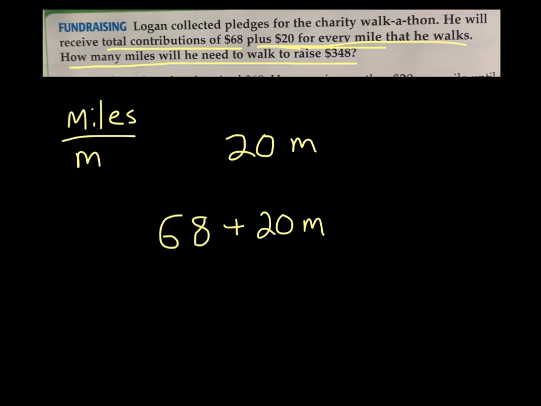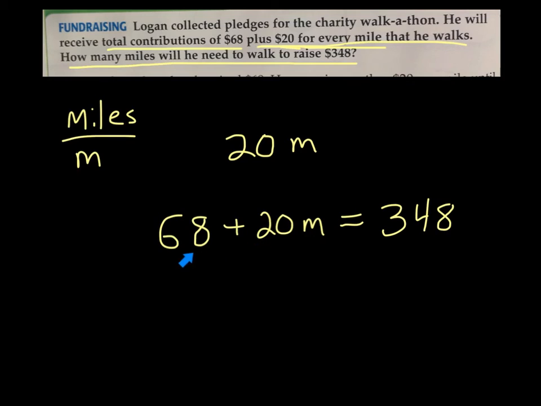Okay? And now he wants to raise, it says, $348. So what I'm going to do is take the $68 that he had in contributions, plus let's add $20 for every mile that he goes, and we want that to equal 348 because we want to see how many miles he has to go. And now we have an equation that we can just solve.